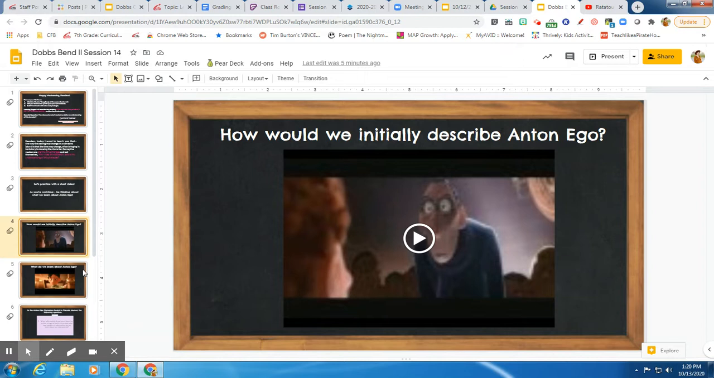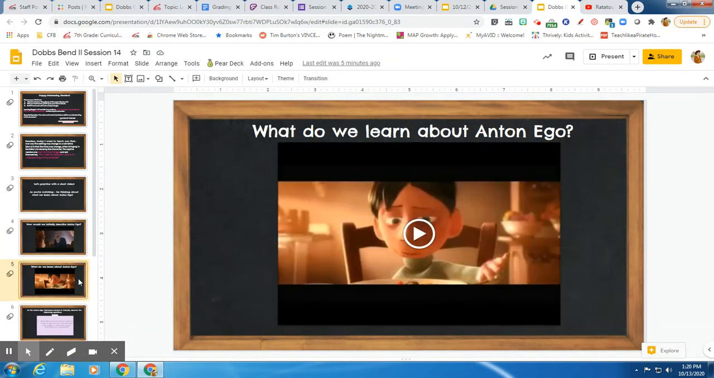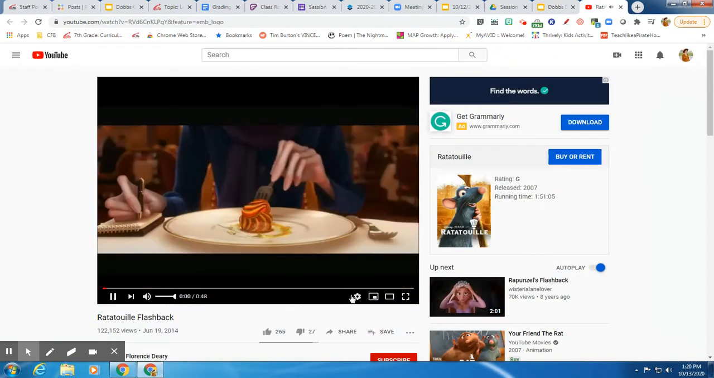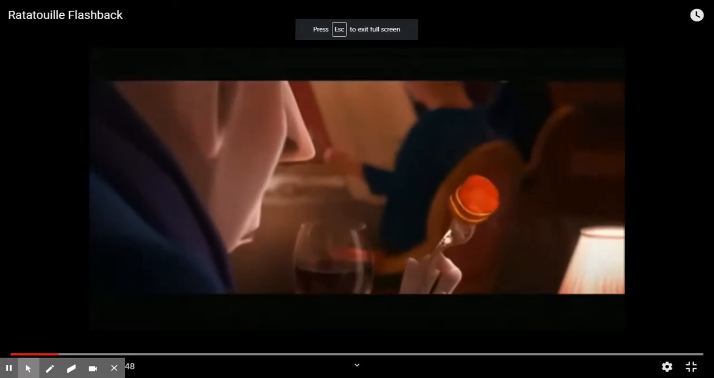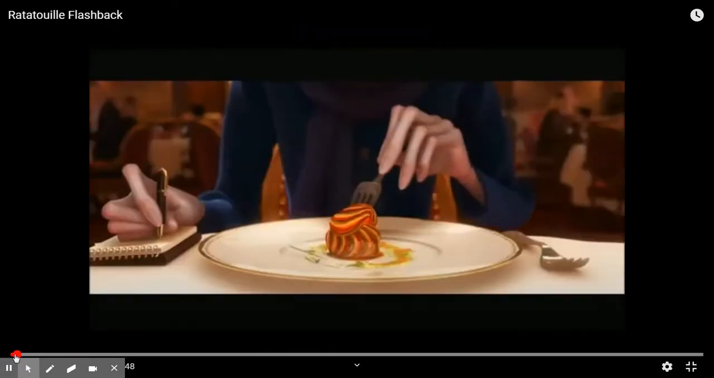Okay, so initially, before you even went back in time when he was a small boy, right? How would you describe him? And then what do we learn about him? So I'm going to play it again and really pay attention to your first impression of him. What type of person do you think he is based on how he's dressed, how he's acting, how he's carrying himself, maybe some facial expressions? And then what do we learn about him when we do the flashback, when we see him as a small boy? Okay. Oh, sorry. I'm going to go back even a little bit more. All right.